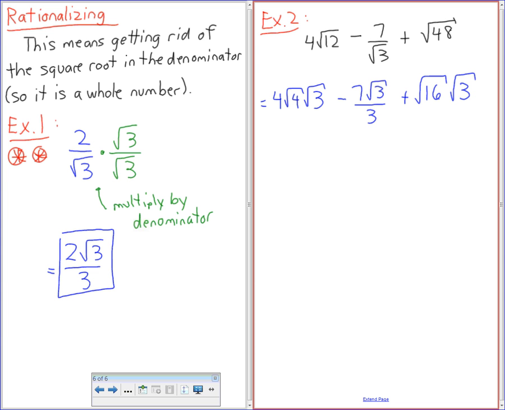Because 6 times 8 is 48, but the square root of 6 is like 2.3 or whatever, and the square root of 8 is like 2.8. So you want things that can be evenly square rooted. For the square root of 48, I got 4 root 3. Yes, that is what it turns out to. So this is going to be 4 times 2 root 3 minus 7 root 3 over 3 plus 4 root 3 equals 8 root 3.